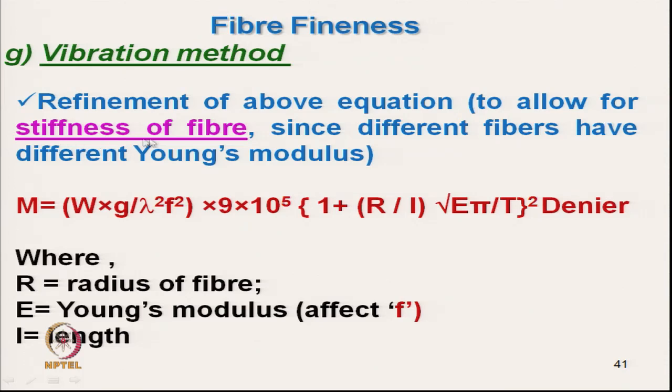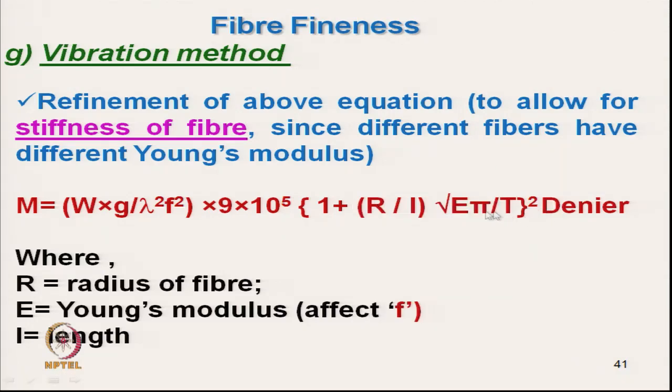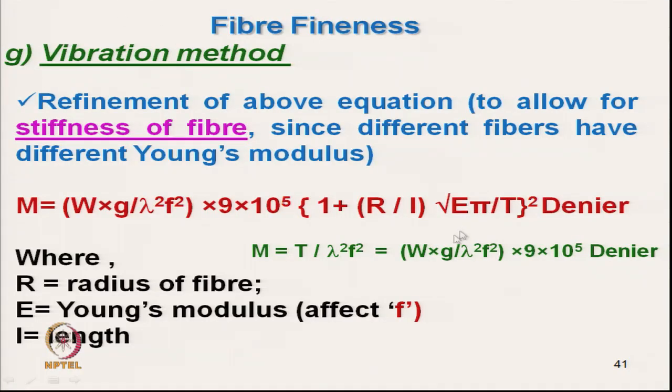This is a refinement of the above equation to allow for the stiffness of the fiber. If the stiffness of the fiber is high, then this value will also be high, so it will be different. Accordingly, we can modify the equation to get the correct result. The earlier equation was this one, and this portion has been added for correcting for the different stiffness.